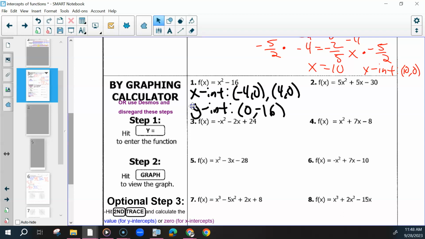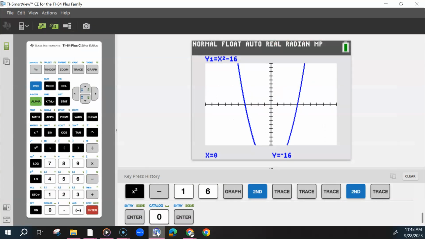If you can't see the x-intercept on a graph, you can go back into the table, look for when y is zero. There's another process, but it's more complex, so I'll save that for if you absolutely need it. Okay. Do we have any calculator questions?